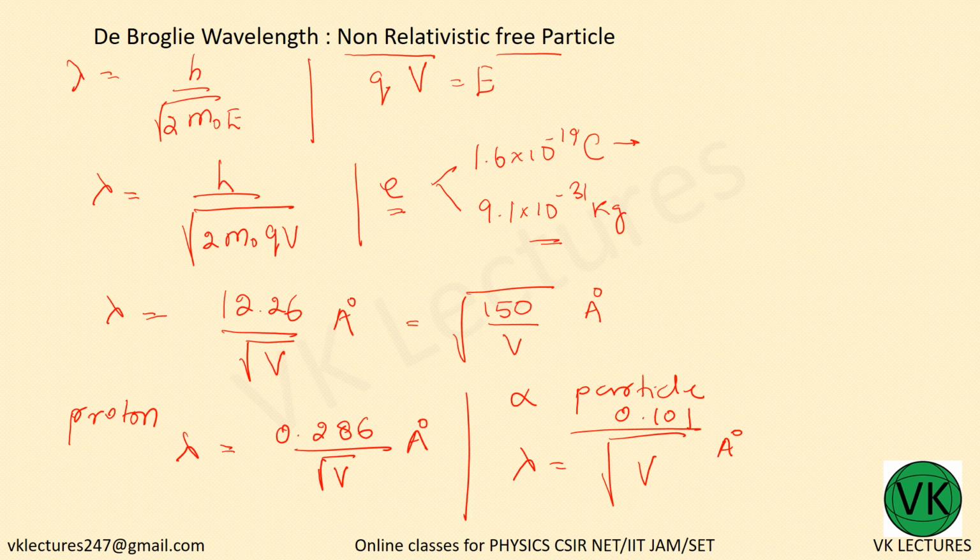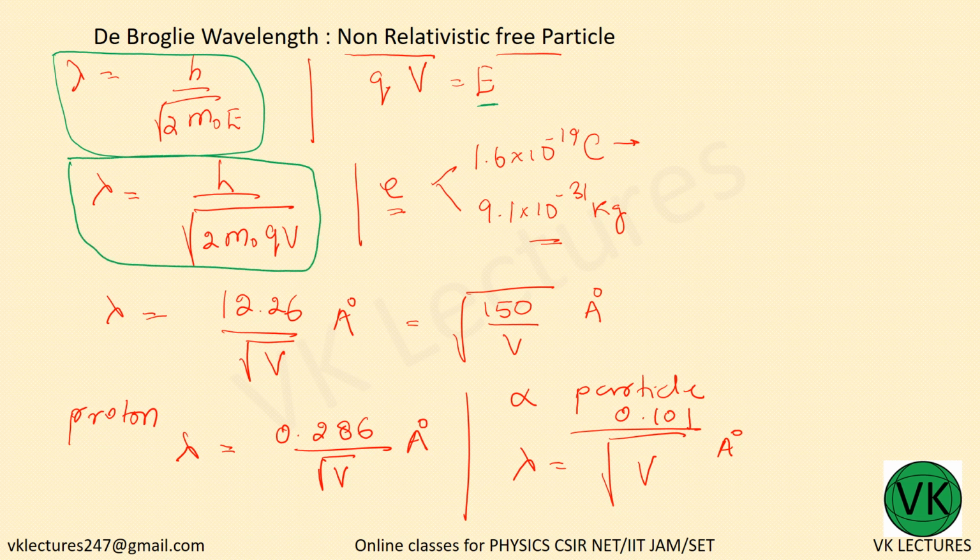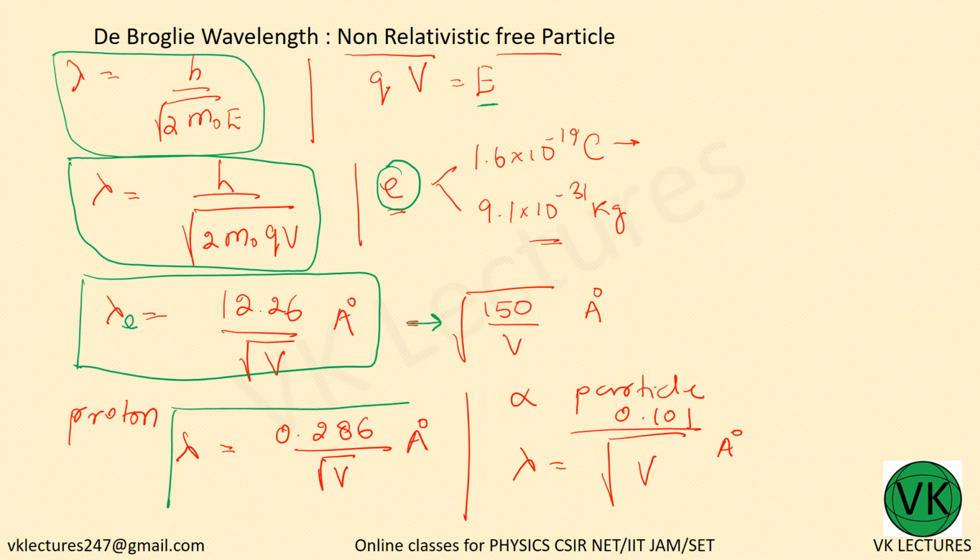The de Broglie wavelength lambda is given by this formula. For a charged particle, E is equal to QV, so lambda is equal to h divided by root 2mQV. This is the general formula. From this, if the charged particle is an electron, we get lambda for the electron. Now if the charged particle is a proton, then your wavelength is lambda p.